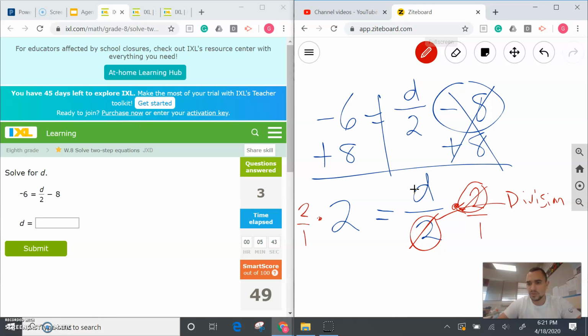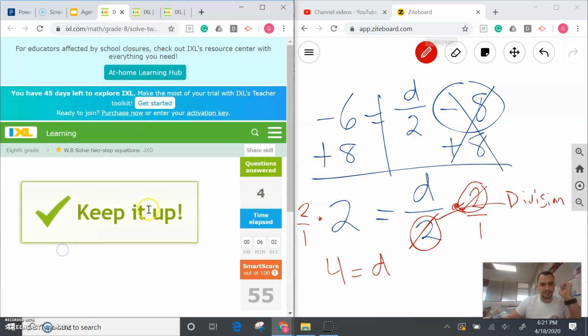So I did 2 over 1. 2 divided by 1 here, that's still 2. So that's going to equal 4. 4 equals d. All right. Now, if you did this in here, I put a 4 right here. So 4 divided by 2 is 2. 2 minus 8 is going to be -6. So that should be the correct answer.